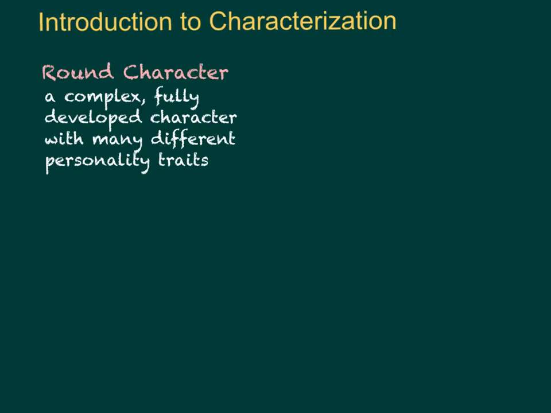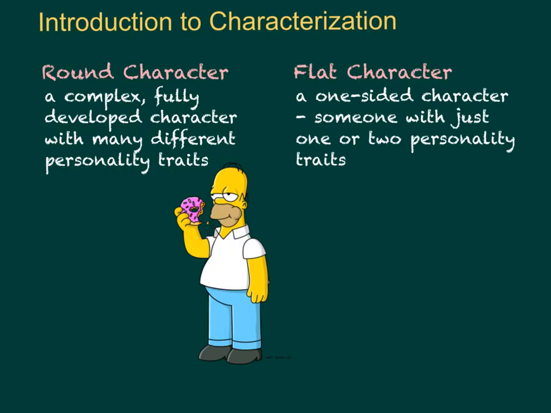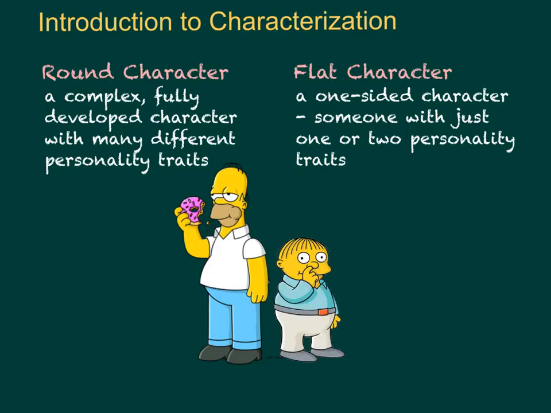Our last two terms have to do with how developed a character is throughout a story. We call a character that's really complex and fully developed a round character. Round characters have lots of different personality traits, both good and bad, and we really get to know them throughout a story. Flat characters, on the other hand, are really one-sided. They're characters with just one or two personality traits.